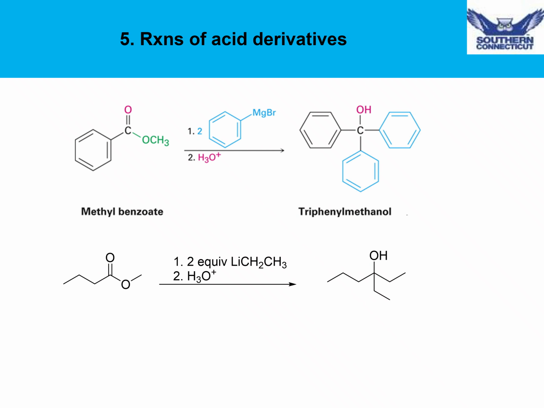Esters also react with Grignards and organolithiums to make tertiary alcohols. As an example, phenyl Grignard will add twice to methyl benzoate to give you triphenylmethanol. So two new phenyl rings are added to the carbon that used to be part of the ester. An organolithium will do the same thing to an ester to give you a tertiary alcohol that has two ethyl groups added.